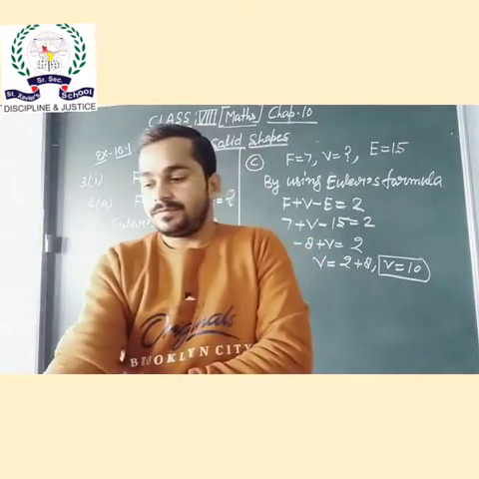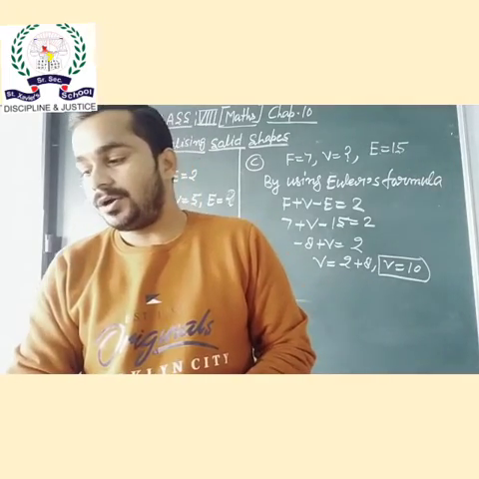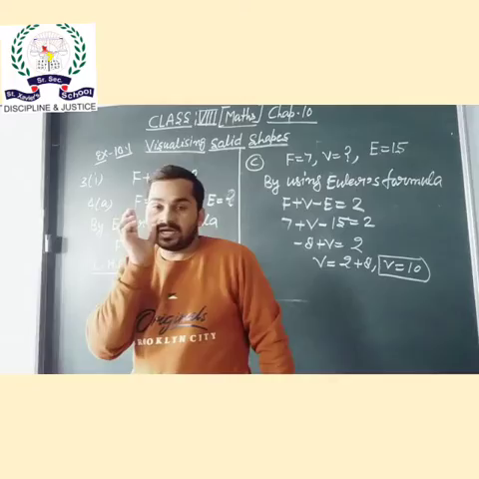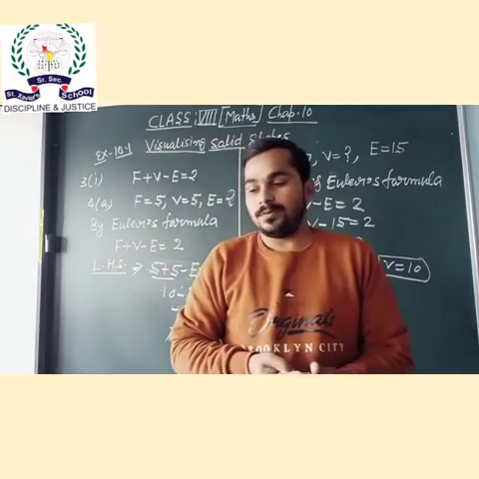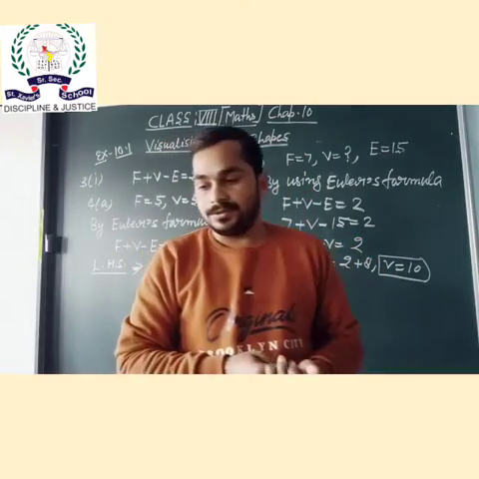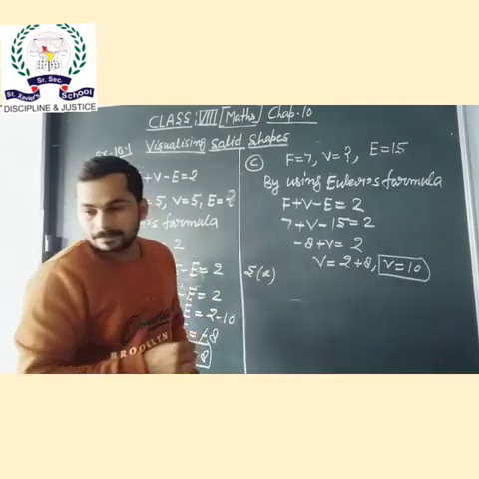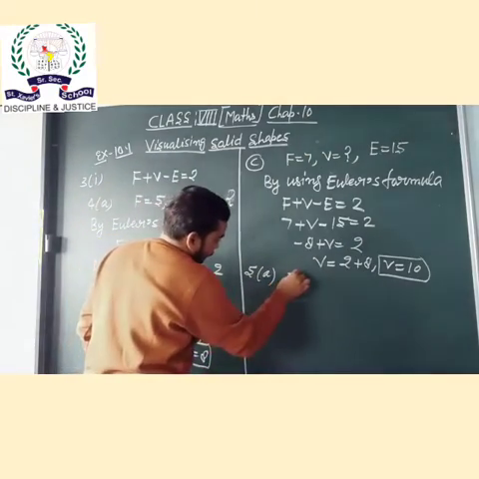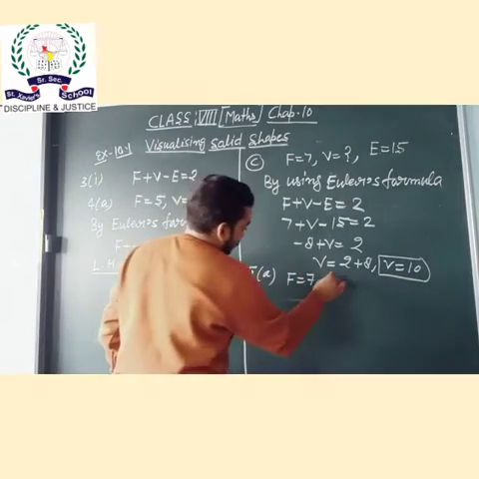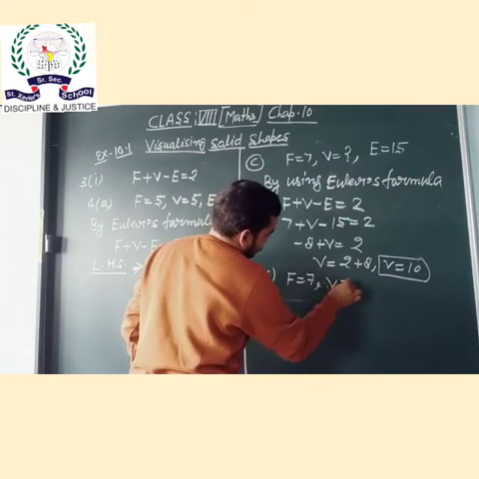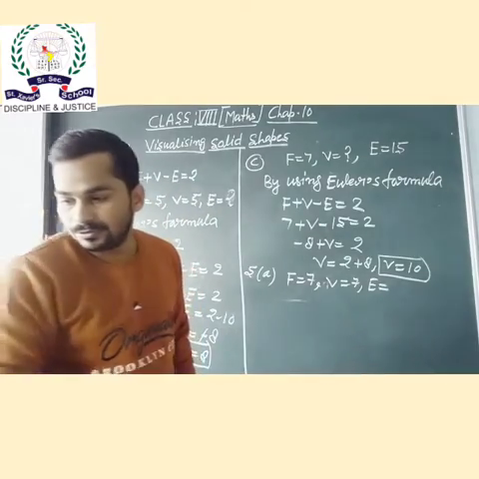Now question number 5: in each case, determine whether the following can form a polyhedron or not. If a figure verifies Euler's formula, then it is a polyhedron. If not, then it is not a polyhedron. Question number 5, part A. Number of faces equals 7. Number of vertices also equals 7. And number of edges is equal to 12.